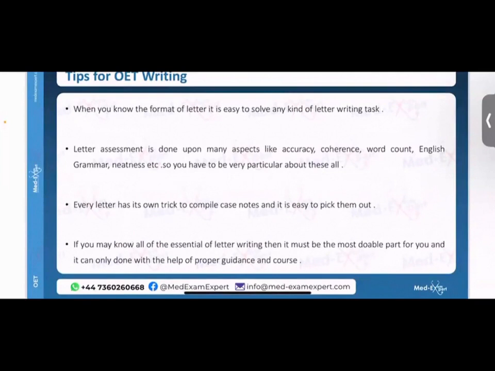So it is advisable, please understand and learn what the four types of letter are and how you can write letters on these four types, because every letter writing task is different. Letter assessment is done upon many aspects like accuracy, coherence, word count, English grammar, neatness, etc. So you have to be very particular about all of these.